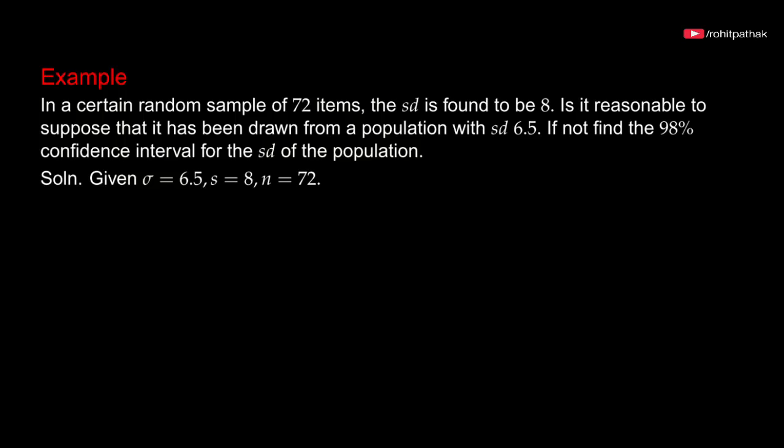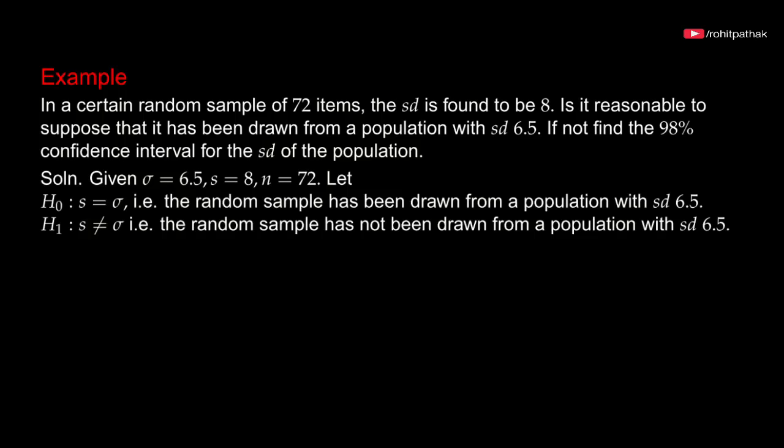sample size is 72. Now suppose H0 is S equal to sigma, that means the random sample has been drawn from the population with 6.5. That means there is no difference between the sample standard deviation and the standard deviation of the population. H1 we set as there is a difference between the sample standard deviation and the population standard deviation. That means the random sample has not been drawn from the population with standard deviation 6.5.